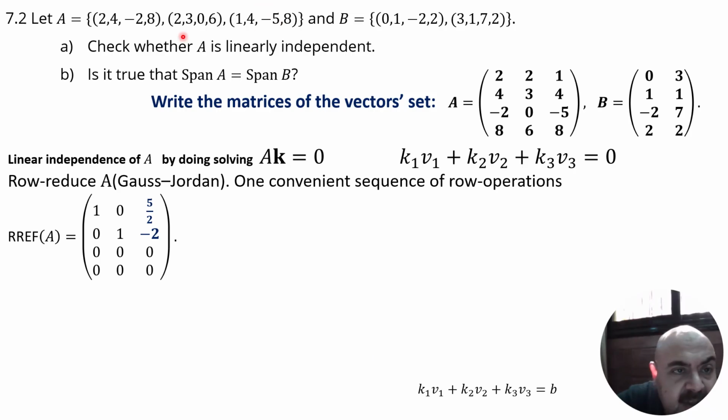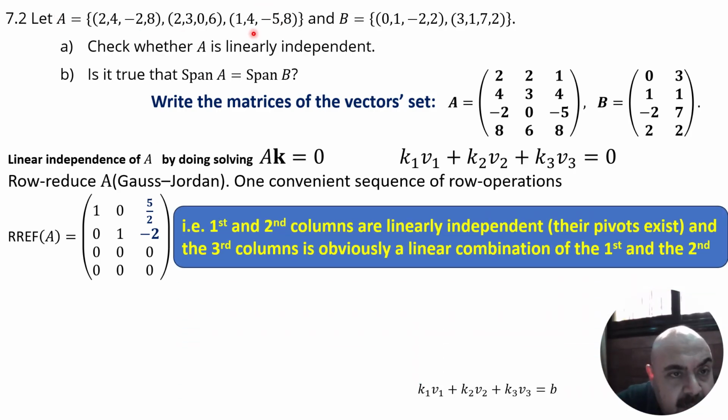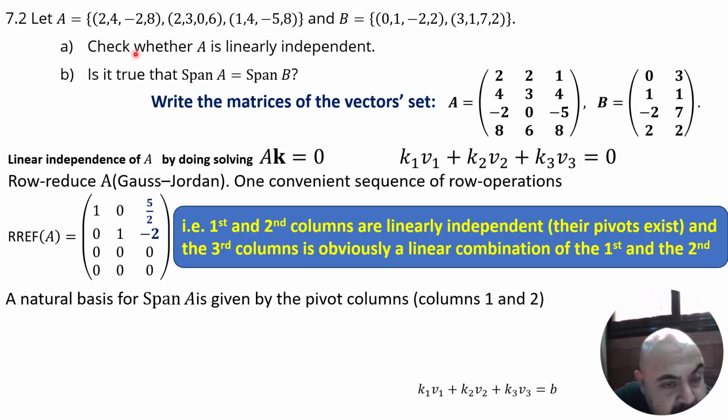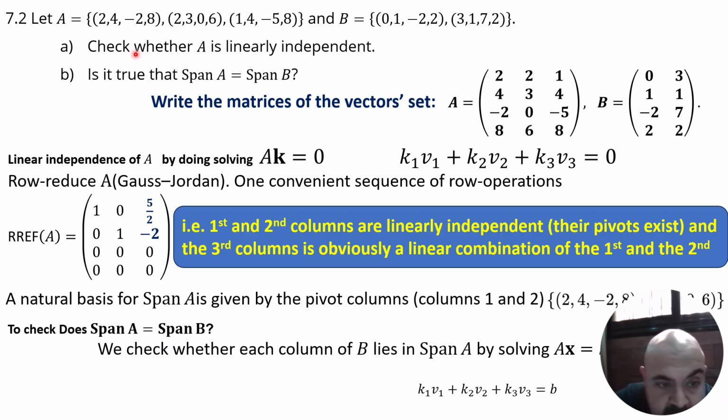So actually, this set, which is set A, is linearly dependent, and one of the vectors can be formed from the other 2 vectors. I believe, according to the pivot, that the pivot of the first column already exists. So the linearly independent set, or the basis, will be 4, negative 2, 8, and 2, 3, 0, 6 for this set, I'm sorry, and 1, 4, negative 5, 8 can be generated from these 2 vectors. The first and second columns have pivots, so that's the set we are searching for.